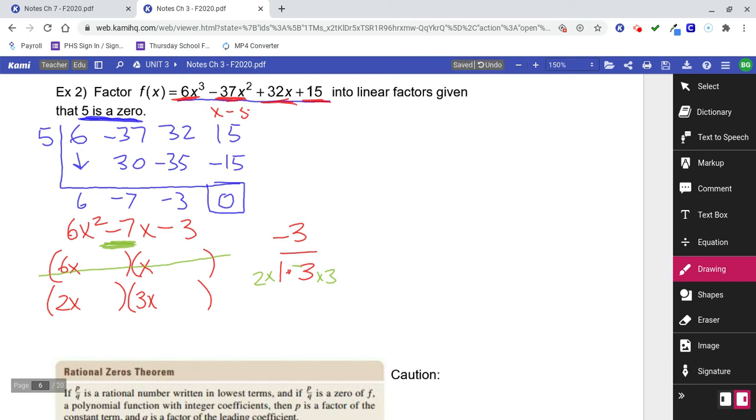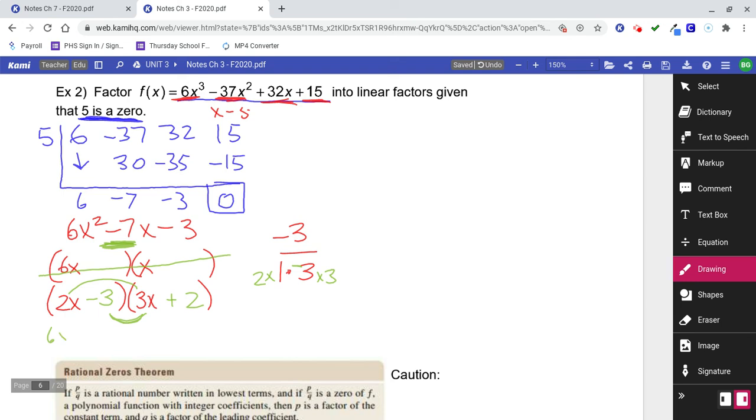So I know a couple of things. I know that my 3 is going to be my negative, and my negative 3 is getting multiplied by the 3. So make sure you put the negative 3 in the position that's getting multiplied by the 3 in the FOIL process. You can always FOIL to double check this.